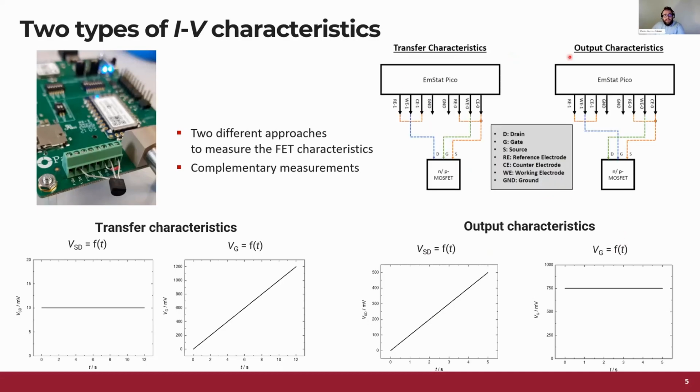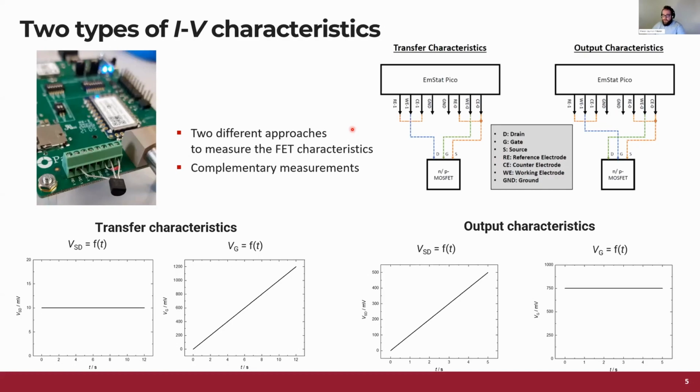And here you can see a very simple scheme of how to use the EmStat Pico Bipotentiostat in order to connect the MOSFET correctly. You can see here that we're connecting the working electrode and counter electrode to those two terminals, and then the third terminal, the drain, is connected here. It's as easy as that.